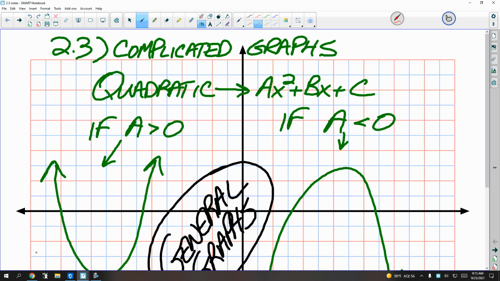So we shouldn't be taking notes off the slide? Not yet. Don't freak out. Don't write this down. Yes, you can write 2.3, complicated graphs.